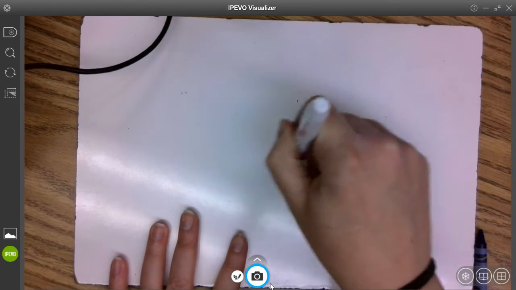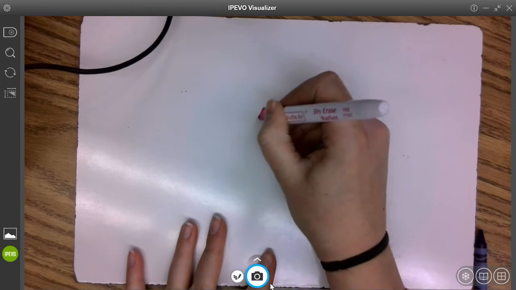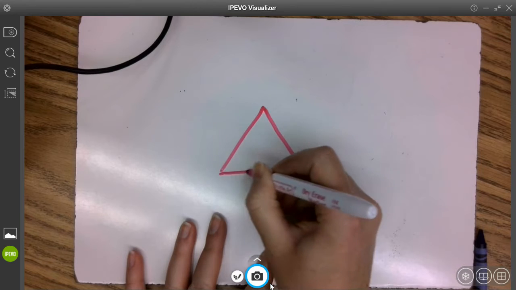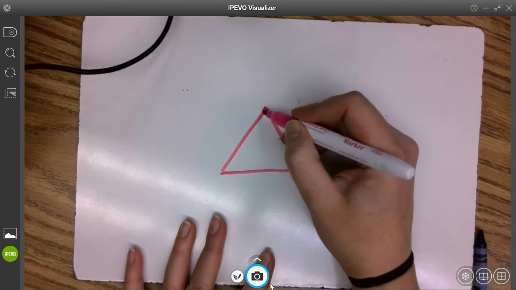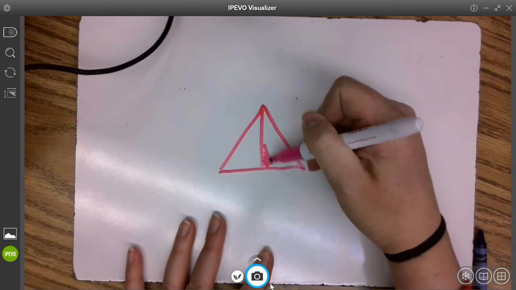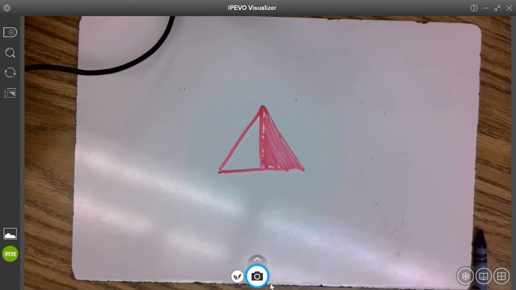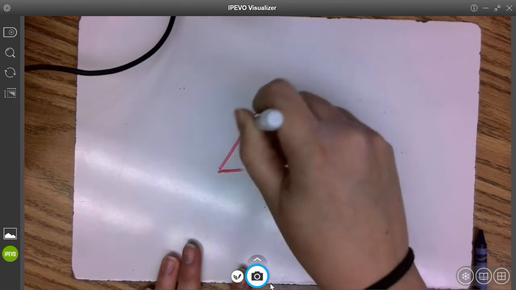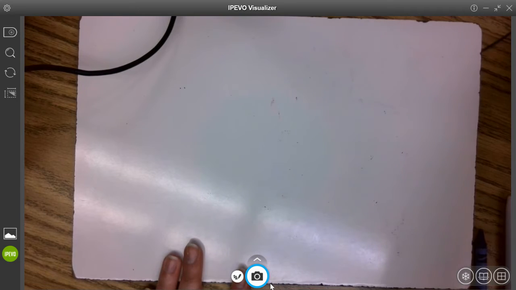Let's do a couple more examples. Okay, here I have a triangle. If I want half my triangle, I would take one of the two equal parts. Okay, now it doesn't only work with shapes, it also works with numbers.